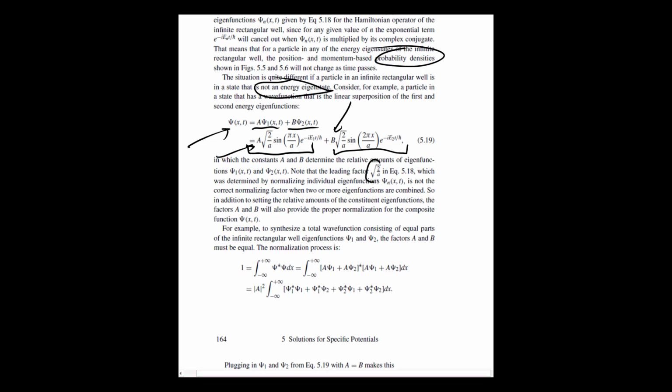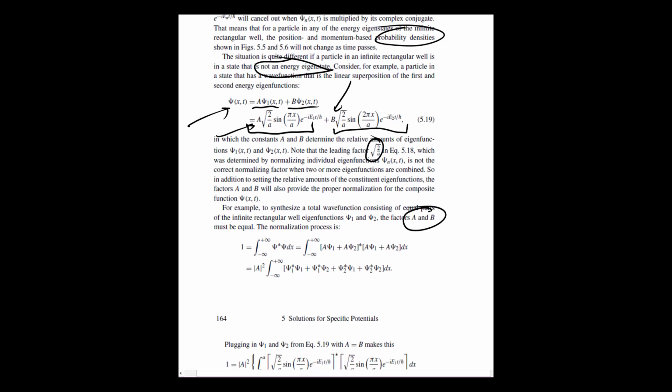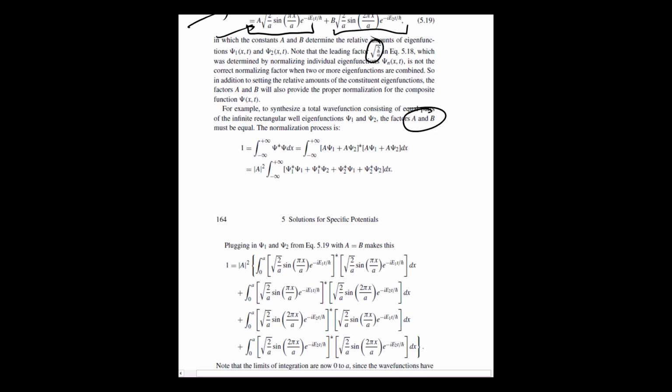Remember, we found the factor square root of 2 over a for a single eigenfunction, but that's no longer the correct normalizing factor in this case. So one of the cases we're going to look at in this part of this section is if A and B are equal. That is, we've got equal amounts of the ground state and the first excited state. To normalize that, we do our usual approach. We set 1 equal to the integral of psi star psi over all space.